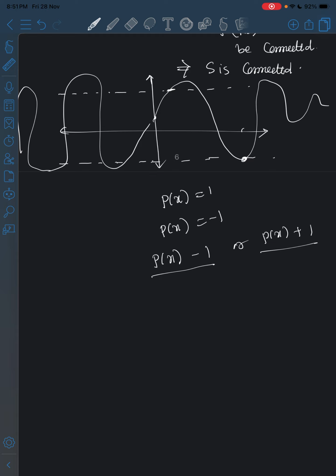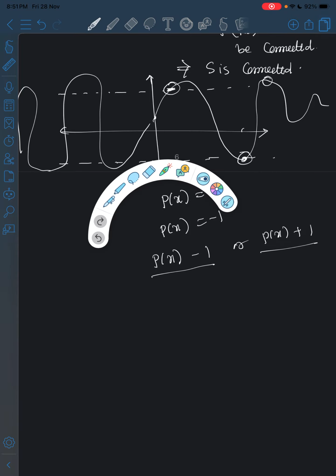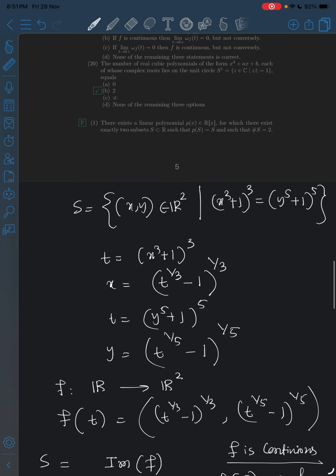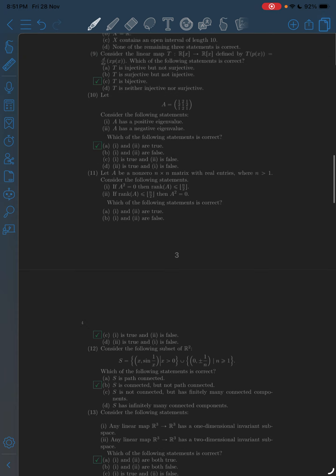And the set of all points x such that p(x) equal to 1, or the set of all points such that p(x) equal to minus 1, that is basically the solution of the polynomial p(x) minus 1 or p(x) plus 1. So that solution is always finite, right? Because this is a real polynomial, so the number of zeros must be finite. So that means this cannot happen infinitely many times. Do you understand? This thing can only happen finitely many times. So that's why this set is actually open, a union of finitely many open intervals.